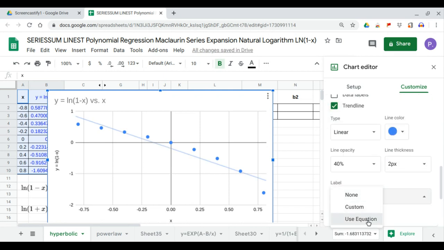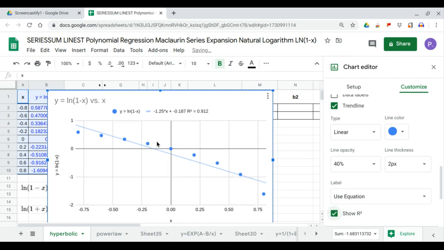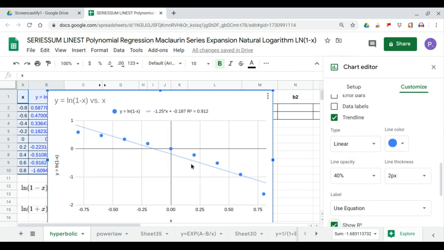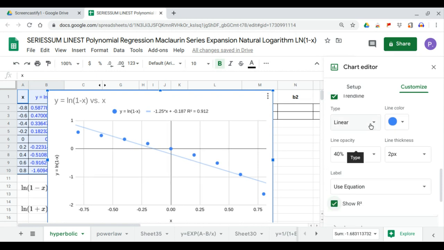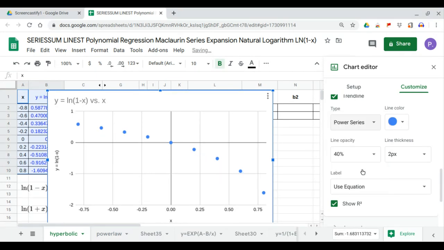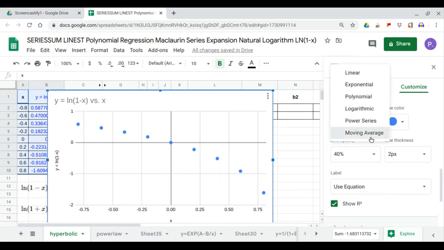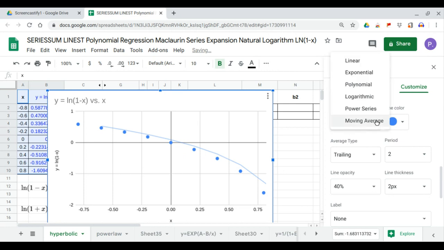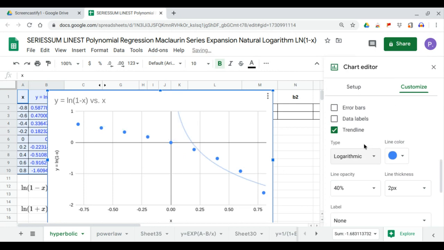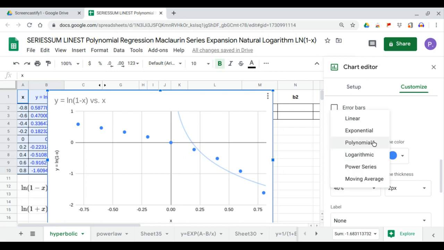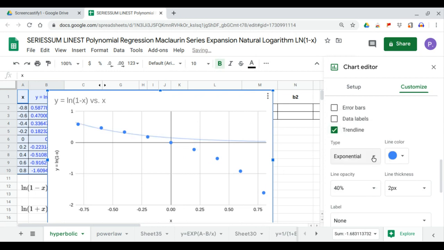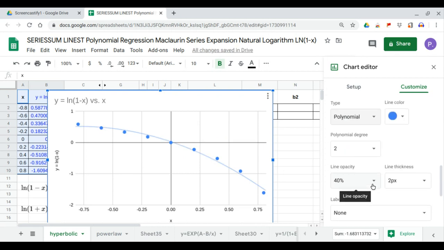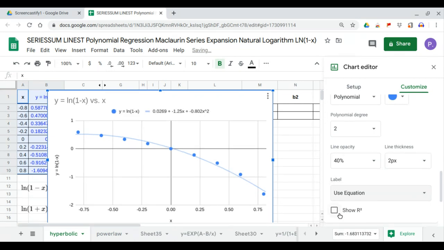For the trend line, we cannot use the linear because some data points are not in the line. So we go by the others. Power series, it cannot work. Moving average, it's way out. Logarithmic, it's not good. We'll use exponential, still not good. So we go polynomial, with the equation and the R squared. We can always make this better.